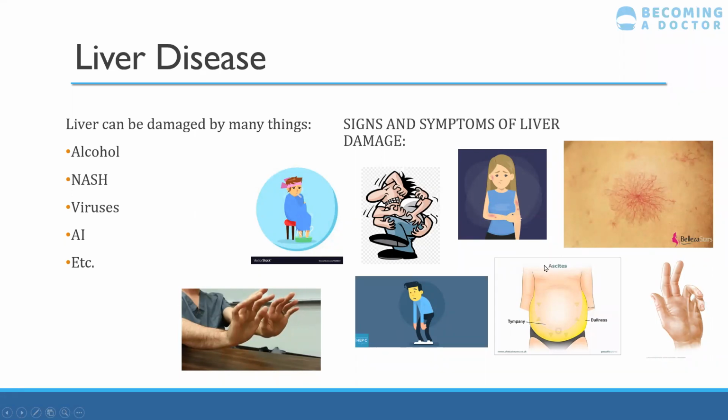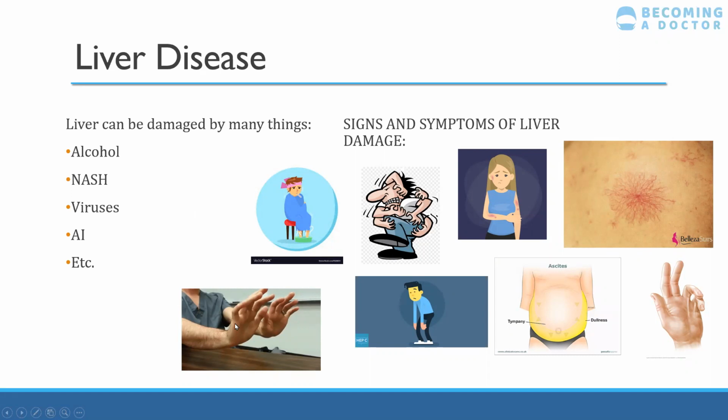Increase in bruising. There's something known as spider nevi, which is essentially a central arteriole with small vessels radiating outwards from it, mainly found on your abdomen and your chest. Up to 5 is fine, but more than 5 is when you might be thinking there is some pathology. You have something known as Dupuytren's contracture, which is when you have thickening of the aponeurosis over here. Ascites is essentially fluid accumulation in your abdomen. Jaundice, as we've just gone through.